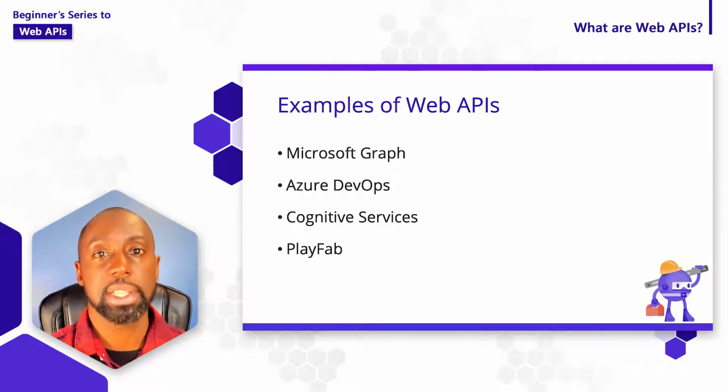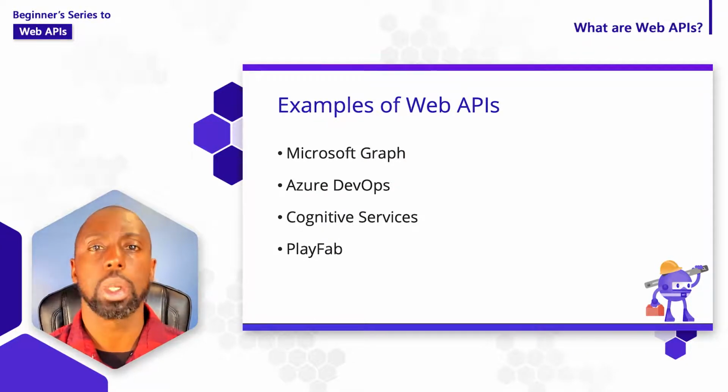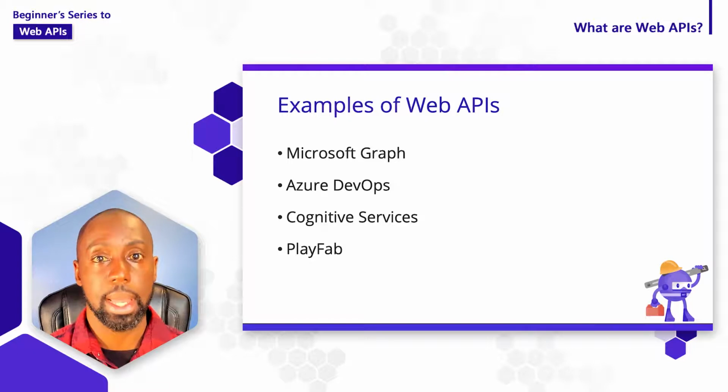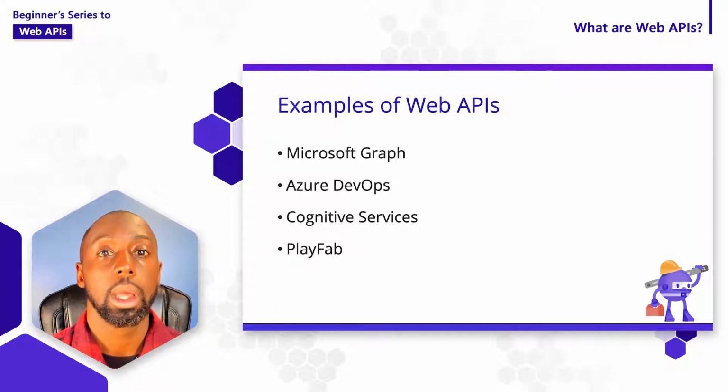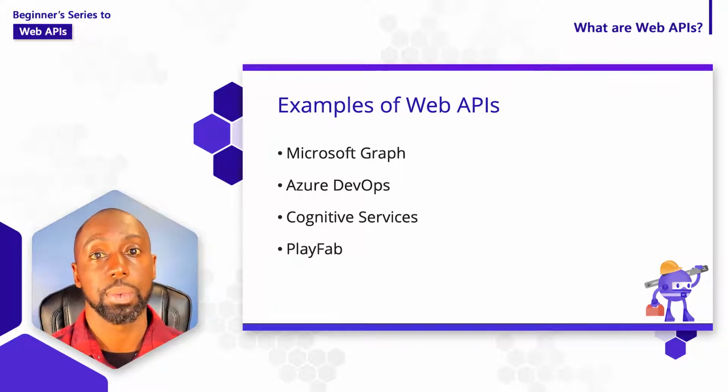Now that we've seen some examples of apps that could use web APIs, why don't we talk about examples of web APIs themselves? And within the Microsoft ecosystem, I think there's a few interesting operations we could look at. Microsoft Graph, for instance, is a collection of APIs that gives us information back about our M365 account. If you use Azure DevOps for your CI/CD, you can get information about your DevOps pipeline using the Azure DevOps API.